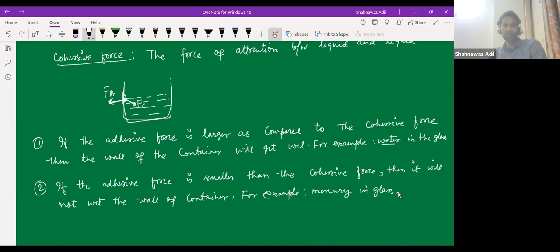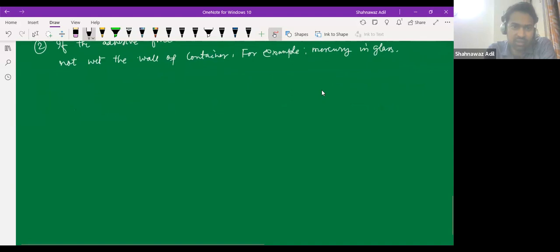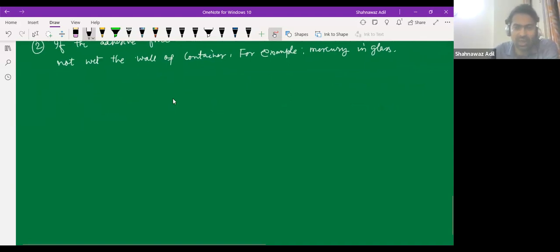Okay, so this was all about surface tension and all these forces. Now we will do a last topic, and then we'll move on to the application of surface tension. So the last thing is surface energy. What is surface energy?